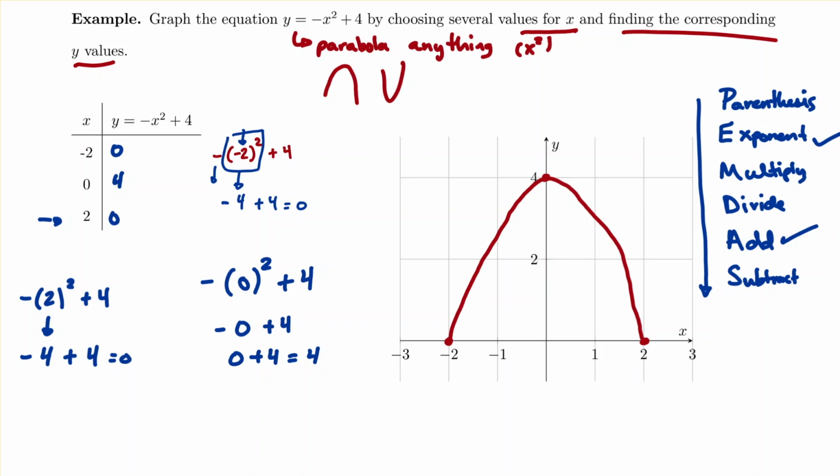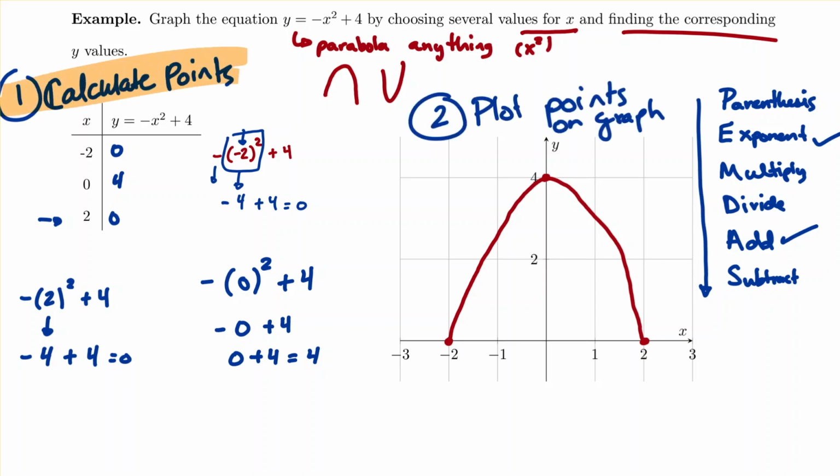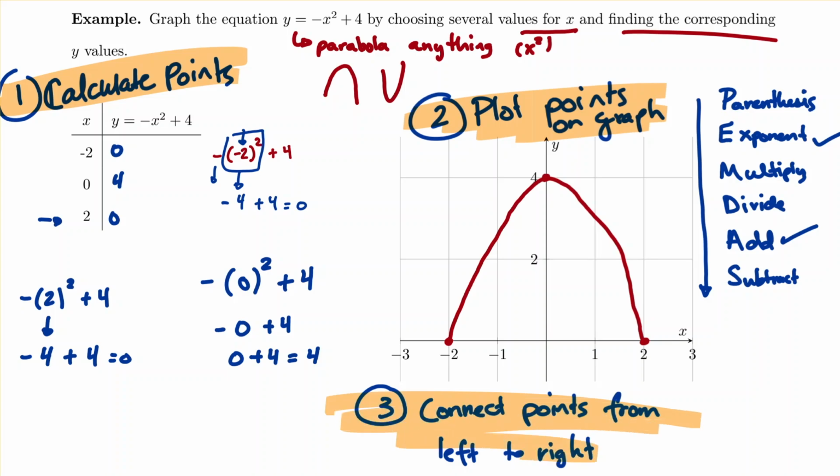So let's just recap what we did in this graphing problem. Step 1 is we calculated the points. Step 2 was we plotted the points we calculated on the graph. Step 3 is we connect the points from left to right. So remember those 3 steps when you're asked to graph an equation when plotting points.